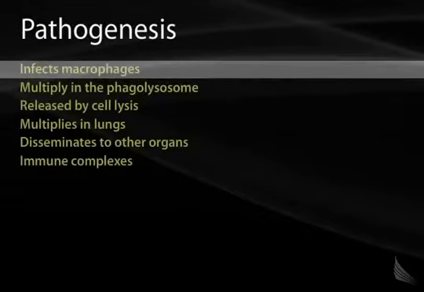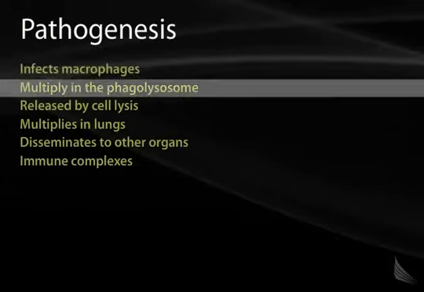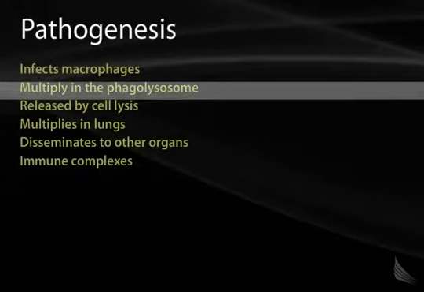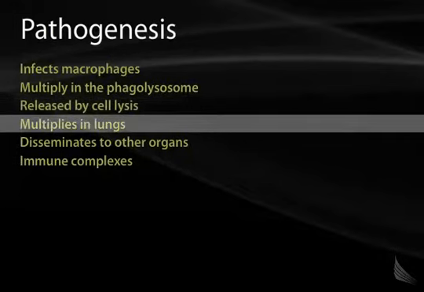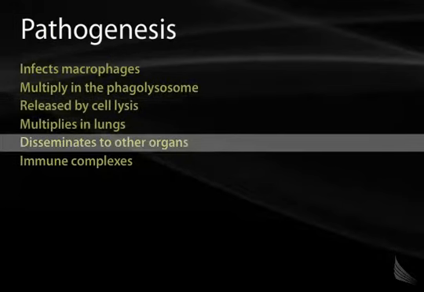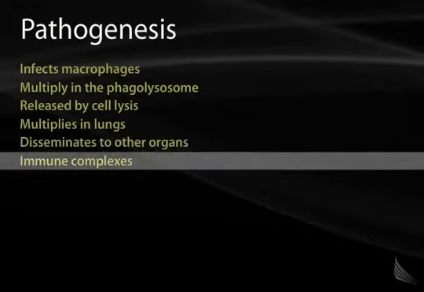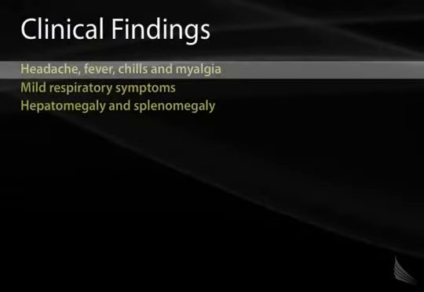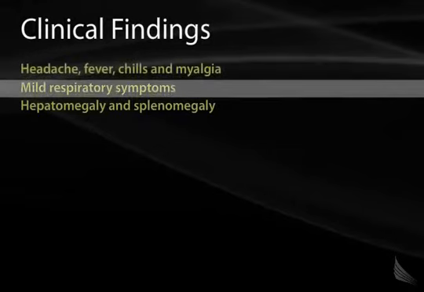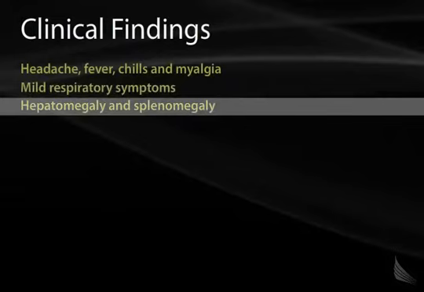Pathogenesis is that Coxiella infects macrophages. It multiplies within the phagolysosome. The macrophage lyses and releases more of the bacteria, which go to the lungs where they multiply and then disseminate into other organs and form an immune complex disease. Clinical findings of Q fever include a headache, fever, chills, and myalgia. You can have mild respiratory symptoms, hepatomegaly, and splenomegaly.